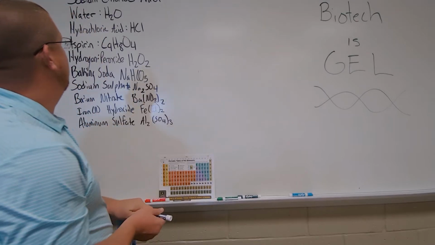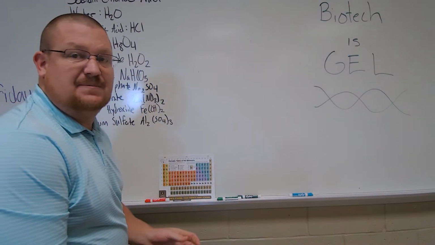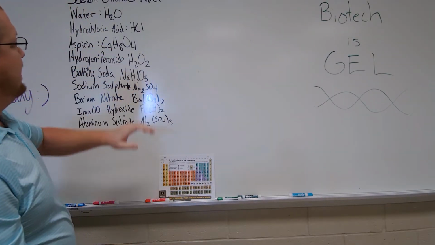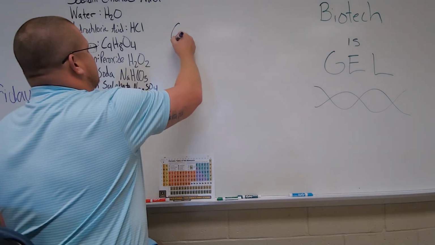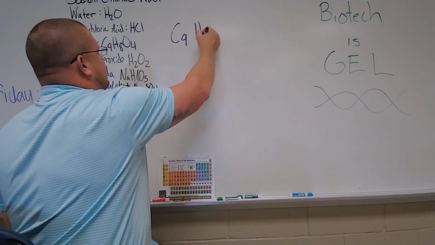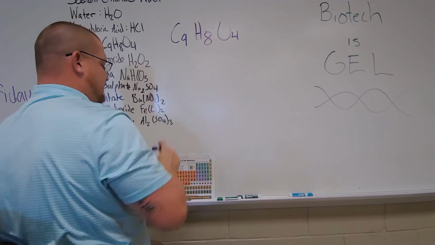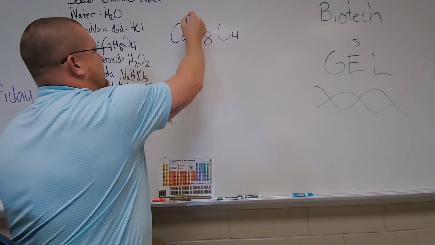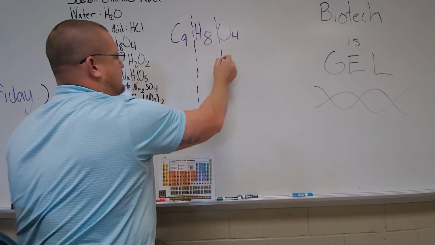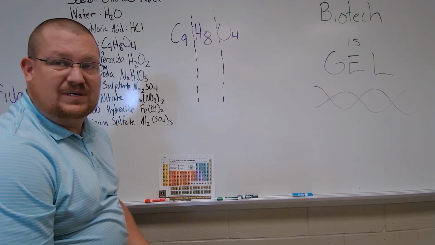Stuff up in another color here. All right. Up next is aspirin. All right. Aspirin is C9H8O4. Right. So if I kind of separate this out into 3 little stages here.